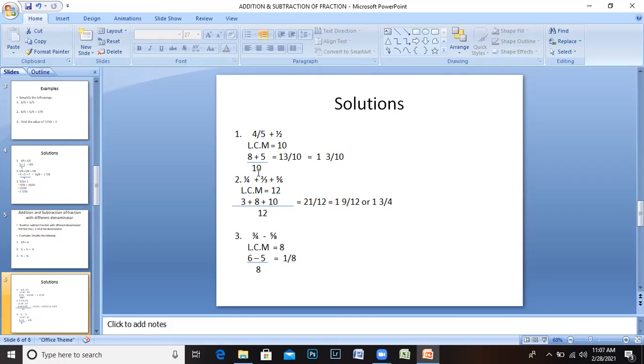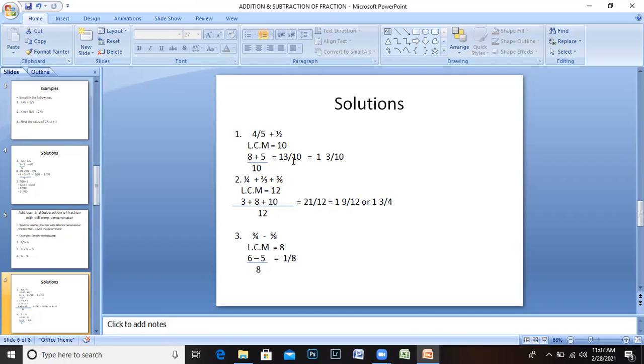We must use the denominator to divide the LCM, and your answer, you use it to multiply the numerator. 5 in 10 is 2. 2 times 4 is 8. Plus, 2 in 10 is 5. 5 times 1 is 5. So we now have 8 plus 5 is equal to 13 over 10.